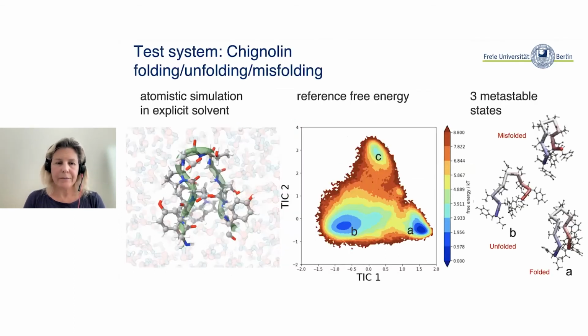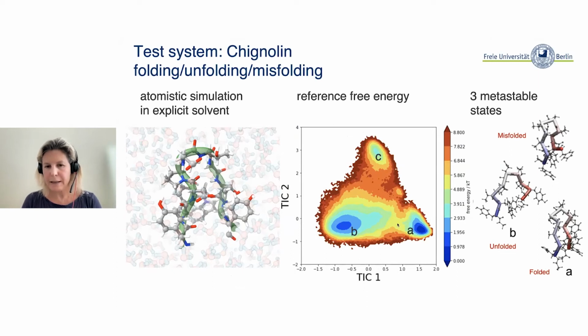And then we have used until recently, as a test system, this small protein chignolin that is 10 residues long. It's very small, so it allows for fast testing, but it also has a rich landscape, because even if it's only 10 residues, when you simulate it atomistically in water, it has 3 minima: a folded state, an unfolded state, and a misfolded state. So this is a very good test case.